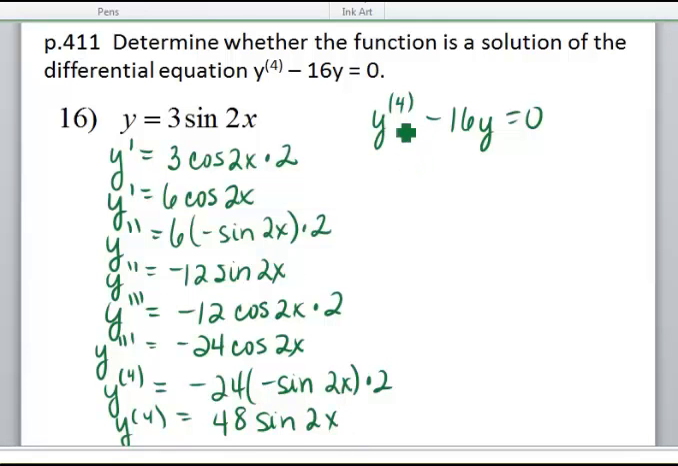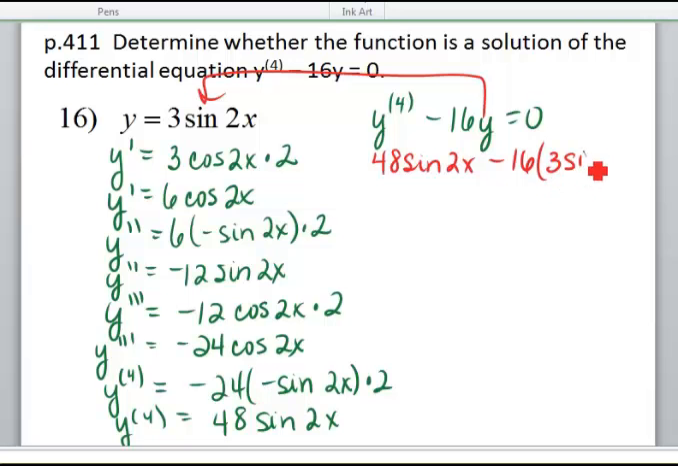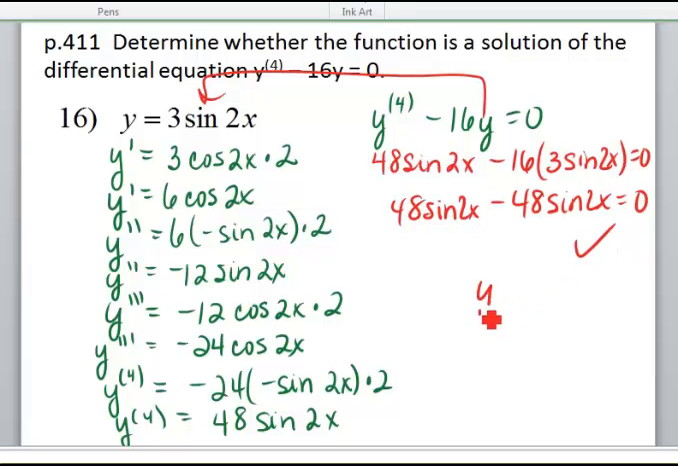So when I plug that back in up here, the fourth derivative, 48 sine of 2x, minus 16, and then what is y? y is this, 3 sine of 2x. Does that equal 0? Well, this does give me 48 sine of 2x, and it is the minus in front of there, so I do end up getting 0 for my answer. So yes, this is a solution.